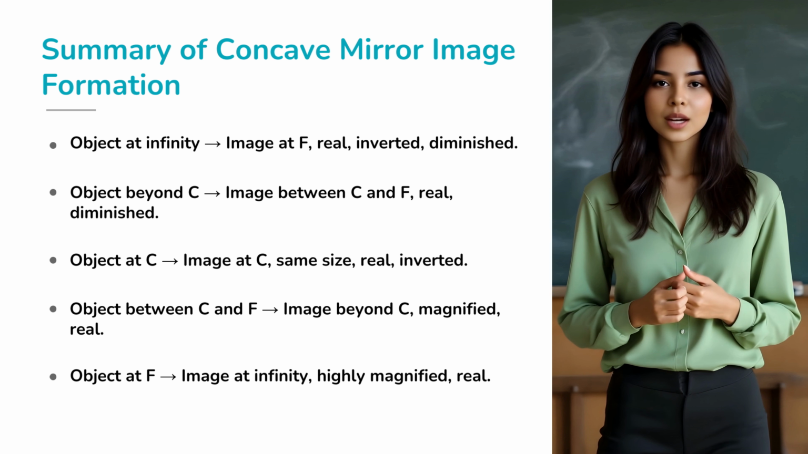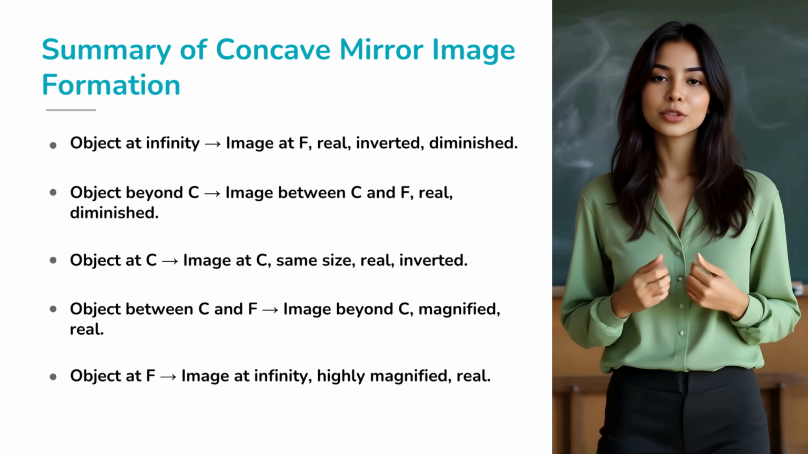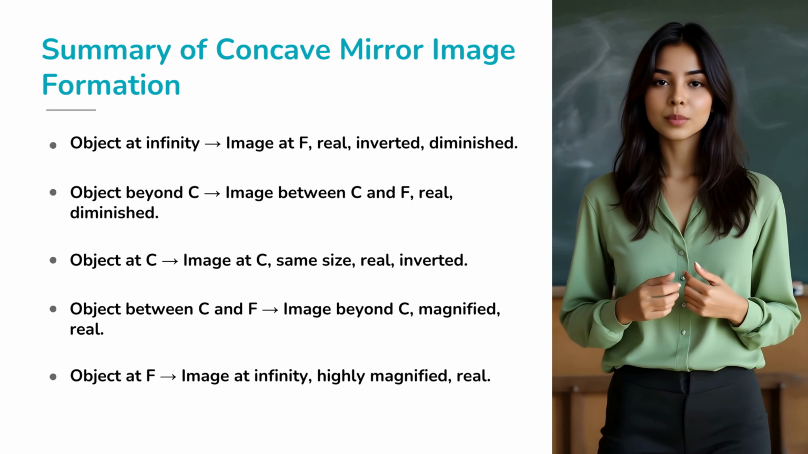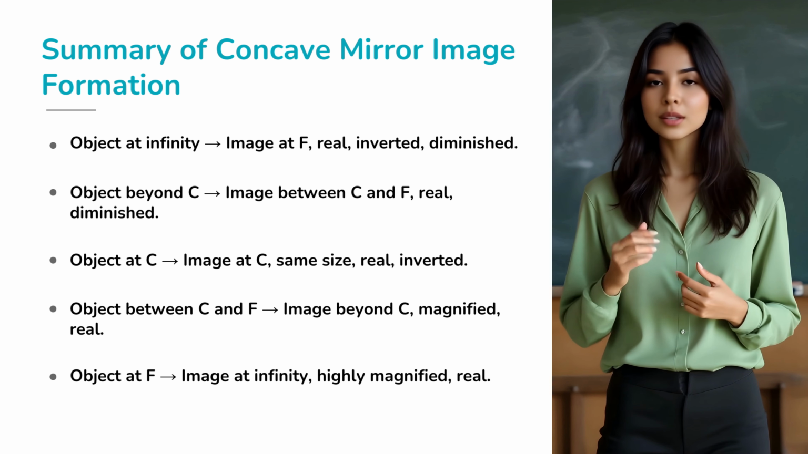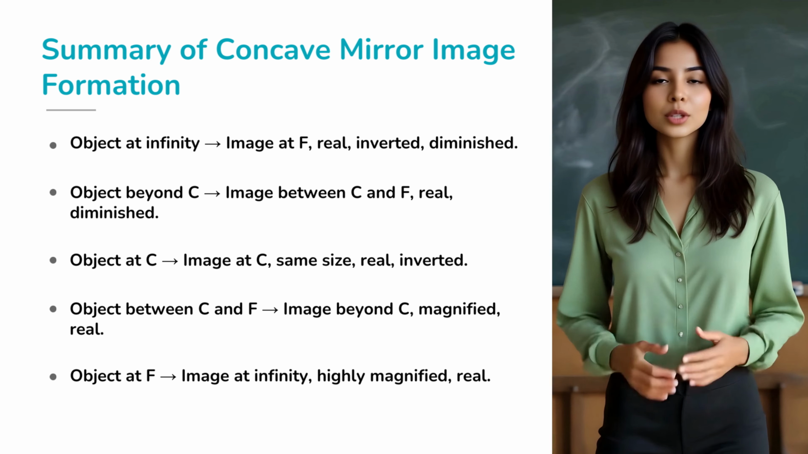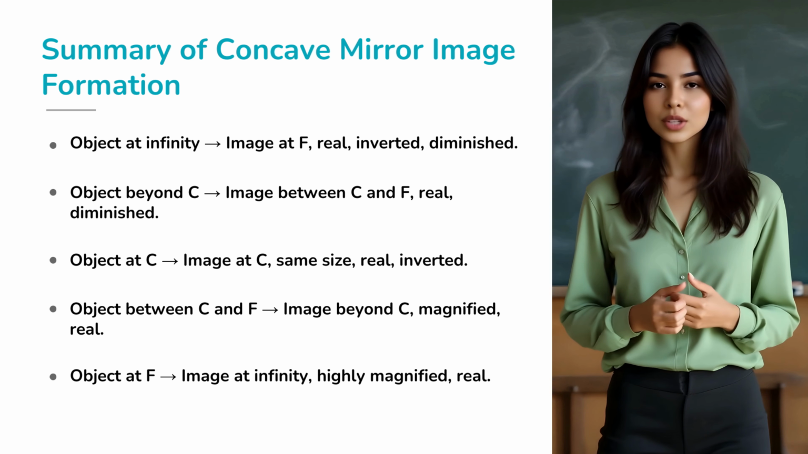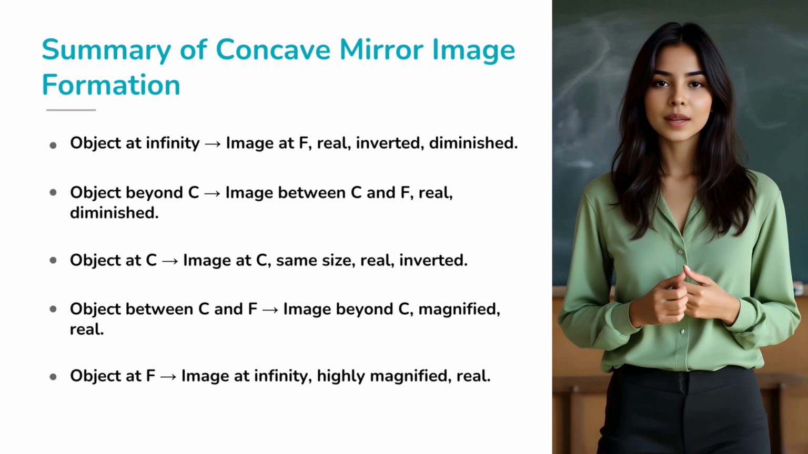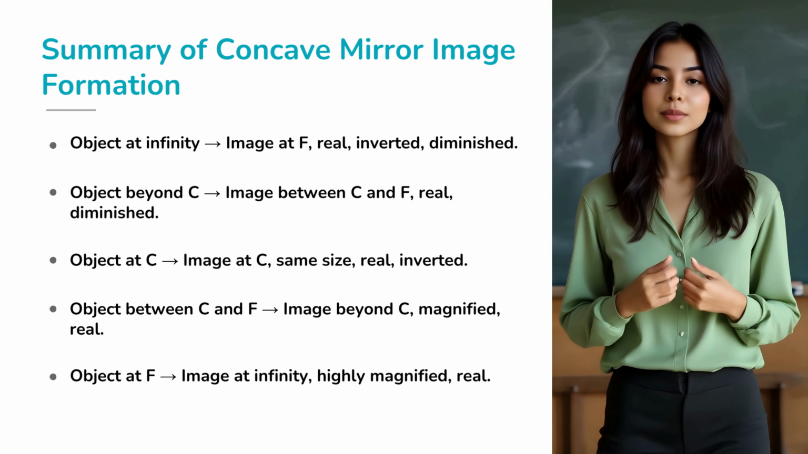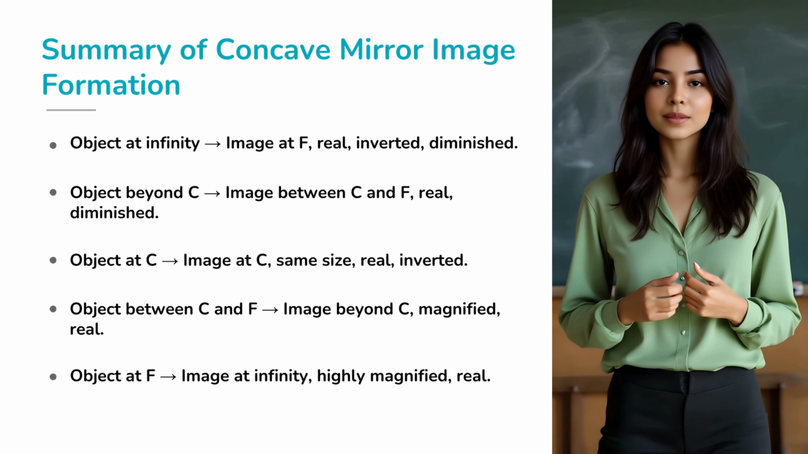So to wrap this up, let's quickly recap the mirror's drama performances: at infinity, image at focus, real and tiny. Beyond C, smaller, real, inverted. At C, same size, inverted. Between C and F, magnified, real, inverted. At F, flung to infinity, highly magnified. Between F and P, the only upright and virtual case.